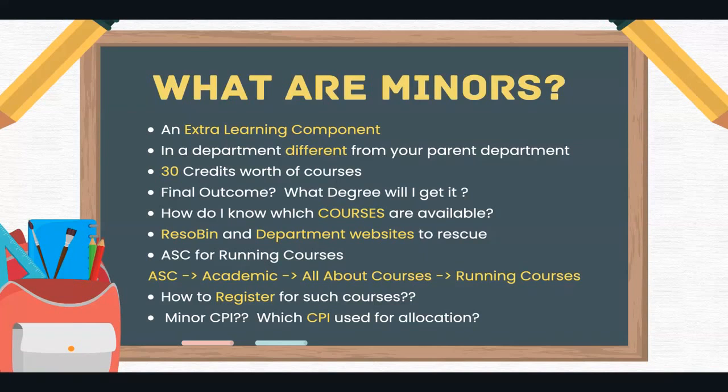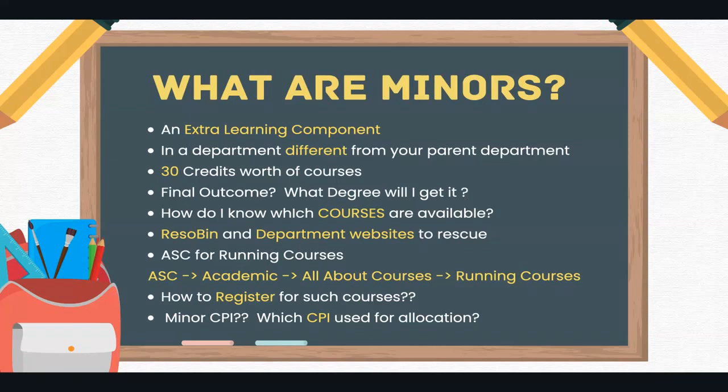The minor courses keep changing every semester. There's a different set of minor courses that are offered every semester. So keep in mind that departments do not change, but the minor courses under the departments keep changing. You can accordingly plan out which courses to take and then plan out your minor degree.